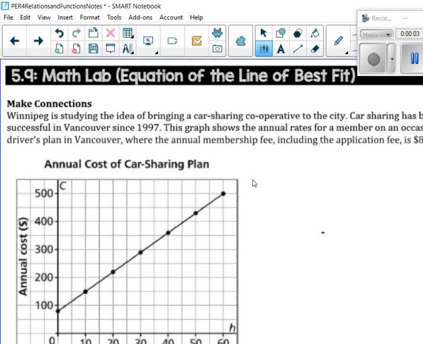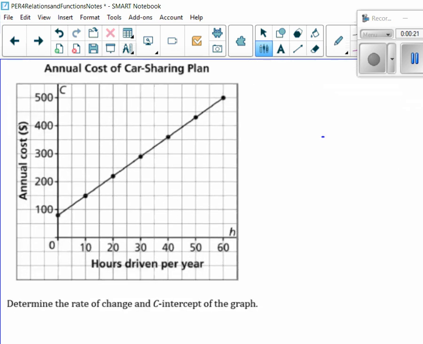Winnipeg is studying the idea of bringing a car-sharing cooperative to the city. Car sharing has been successful in Vancouver since 1997. This graph shows the annual rates for a member on an occasional driver's plan in Vancouver, where the annual membership fee, including the application fee, is $80. Determine the rate of change.